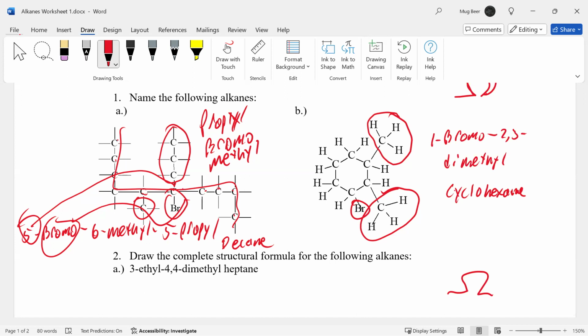What is cyclo for again? The fact that it's in a ring structure comes back around onto itself. I don't know why they added that prefix to multiple side chains that are the same, because I wrote 2, 3, so that obviously indicates that there are 2 of them.